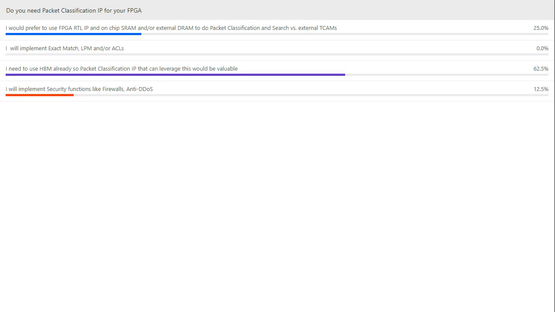It looks like 25% said they would prefer to use FPGA RTL IP. No one selected exact match and LPM. HBM already was about 62%. And I will implement security functions like firewalls and anti-DDoS was about 12.5%.